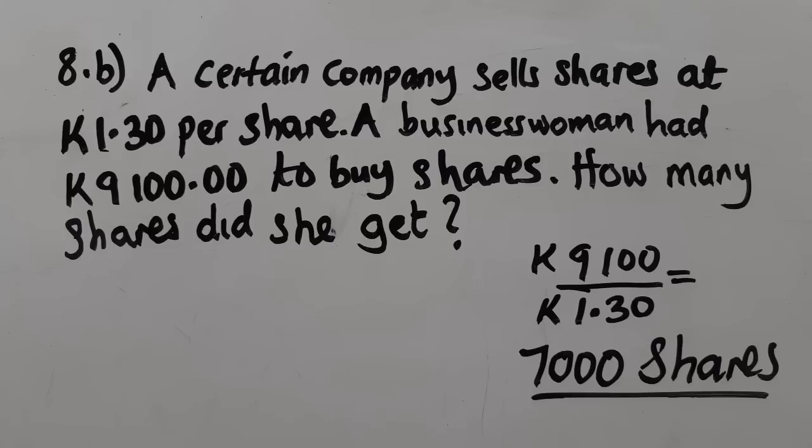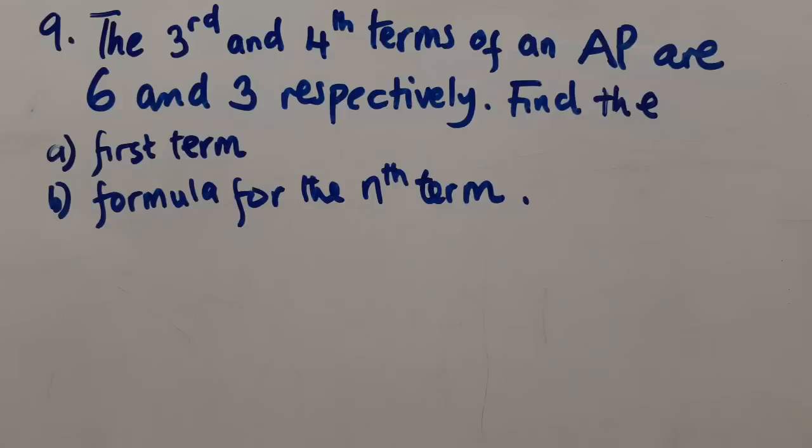We got question 9. This is our question 9. The third and fourth terms of an AP, which is arithmetic progression, are 6 and 3 respectively. A: find the first term. B: find the formula for the nth term.